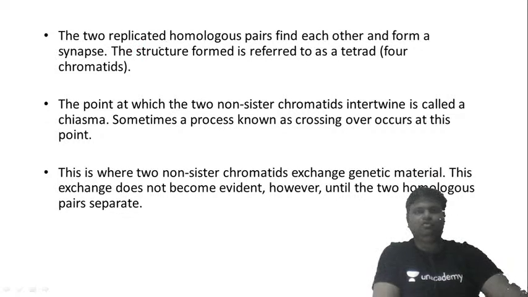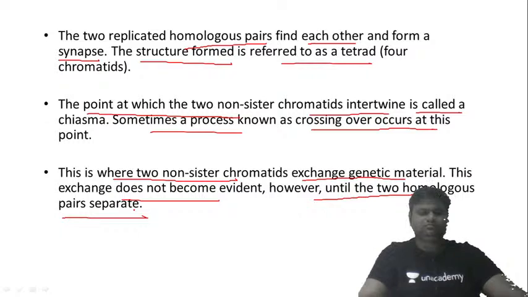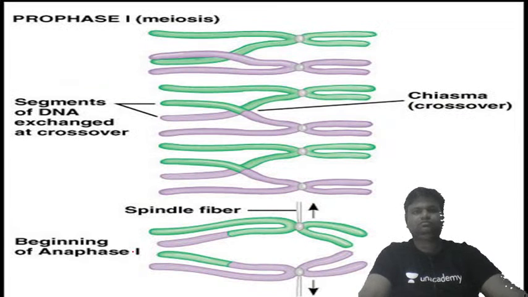The two replicated homologous pairs find each other and form a synapse. The structure formed is referred to as a tetrad, and the point at which two non-sister chromatids intertwine is called a chiasma. Sometimes a process known as crossing over occurs at this point. This is where two non-sister chromatids exchange genetic material, and this exchange does not become evident until the two homologous pairs separate. So this is prophase 1 of meiosis.